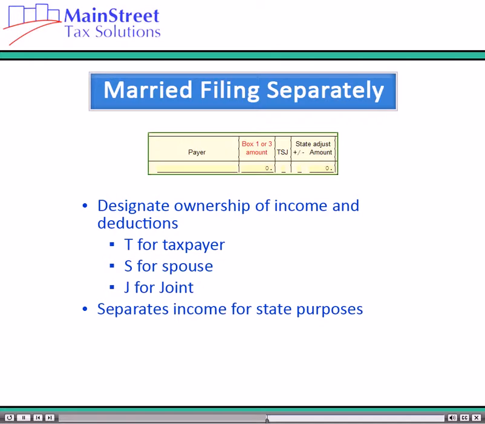When the taxpayer and spouse are filing separate state returns, you should designate ownership of income and deductions to the taxpayer, the spouse, or both of them. On many forms, there is a box labeled TSJ to designate ownership. In this box, select T for the taxpayer, S for the spouse, or J for joint. This helps in separating income for state return purposes.